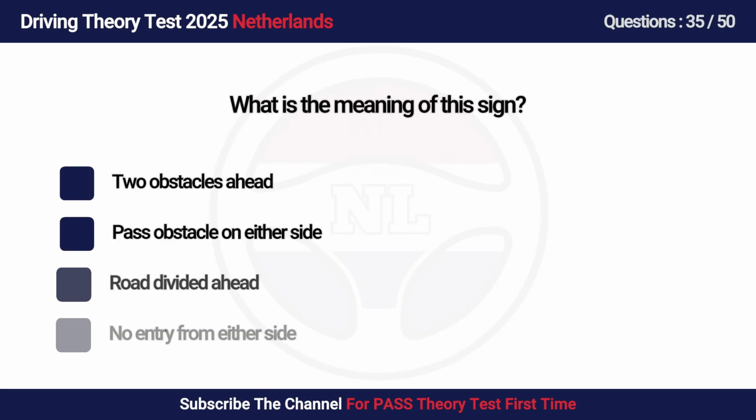Question 35. What is the meaning of this sign? A. Two obstacles ahead. B. Pass obstacle on either side. C. Road divided ahead. D. No entry from either side.